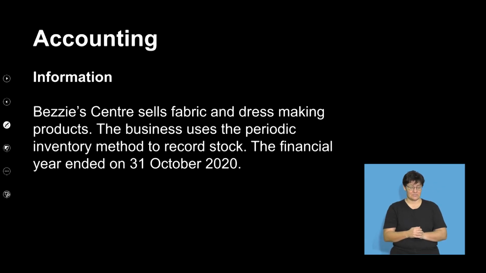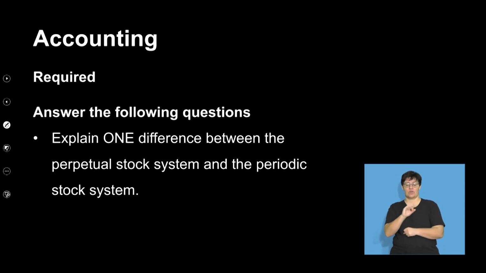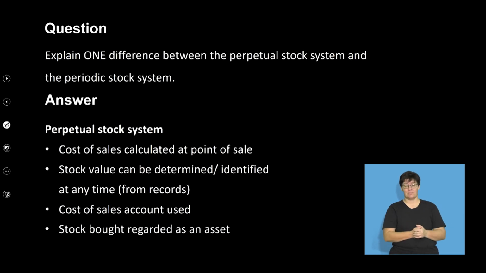Moving on, we come to Bezies Center, which sells fabric and dressmaking products and uses the periodic inventory system. The financial year end is the 31st of October. Our question is, explain one difference between the perpetual stock system and the periodic system. So we're explaining one difference between what? Perpetual and periodic. Here we go. What's the answer?